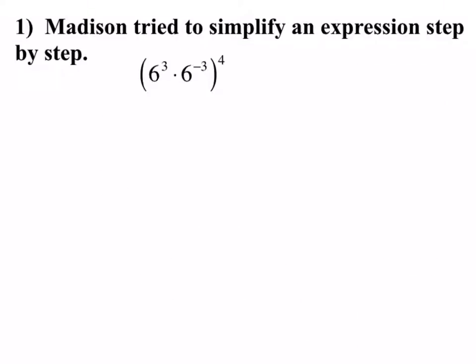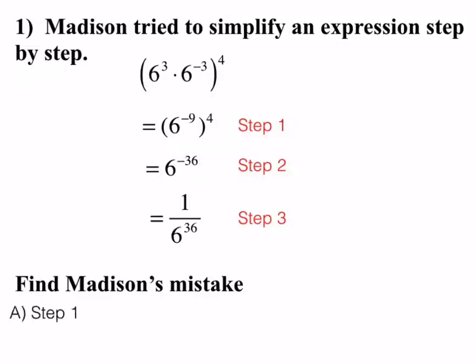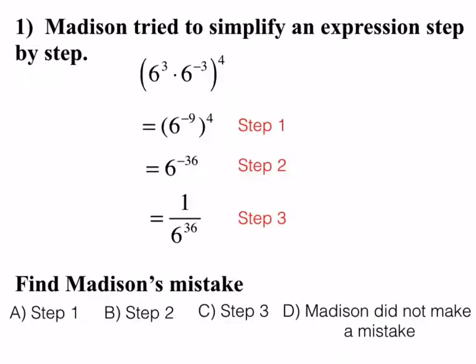So first problem for today. Madison tried to simplify an expression step by step. So this was her expression, and then she simplified through the next three steps. The question is, where is Madison's mistake? Is it in step 1? Is it in step 2? Is it in step 3? Or did she not make a mistake?